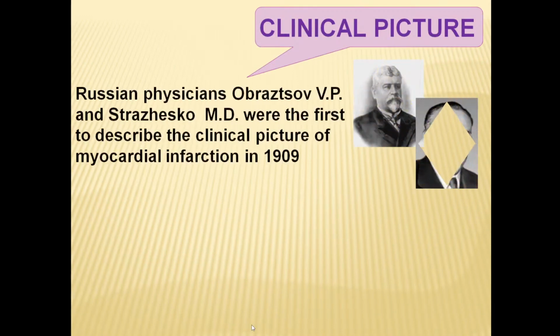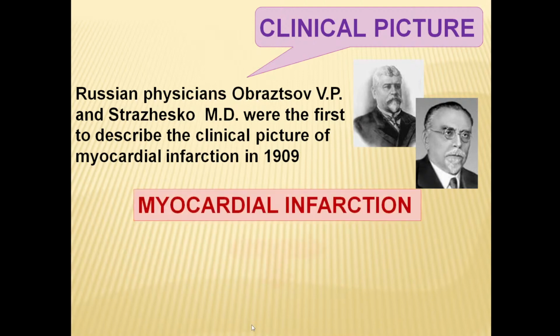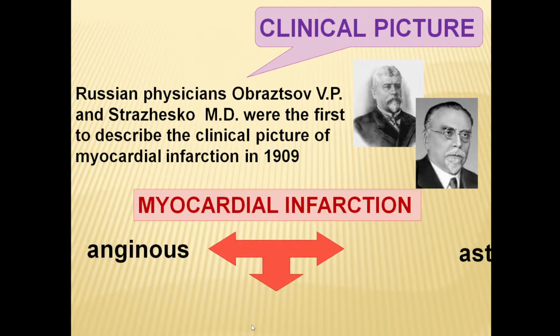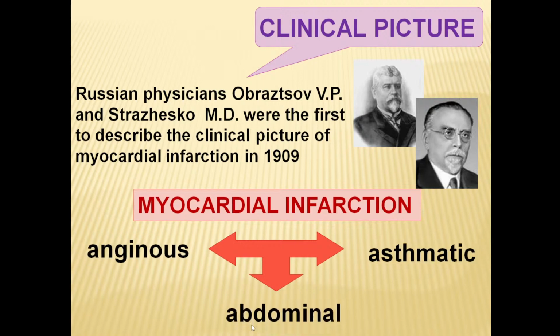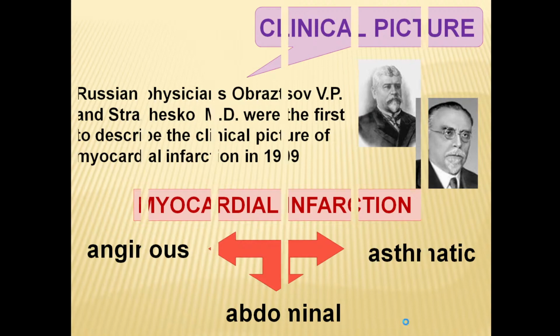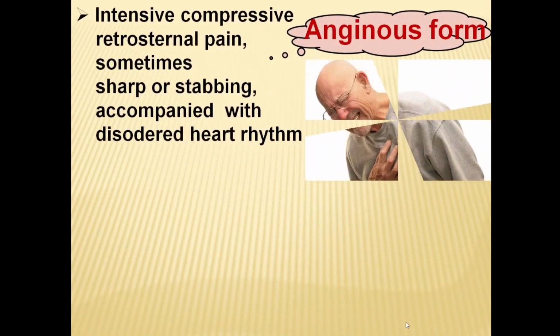The clinical picture of myocardial infarction was described by the Russian physicians Obraztsov and Strazhesko more than 100 years ago, but it is actual now. Primarily, three main clinical forms of myocardial infarction are distinguished. The classical anginous form, which resembles the clinic of angina pectoris. Asthmatic, when attacks of dyspnea come to the first plan, and abdominal, when the clinical picture resembles an acute abdominal situation. Later, it will be widened, but now we are oriented on describing three primary forms.